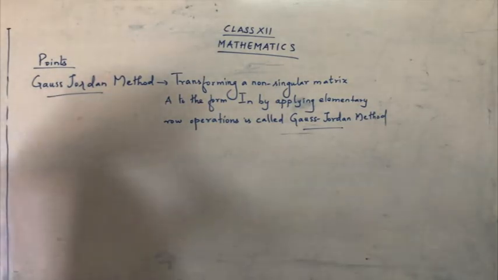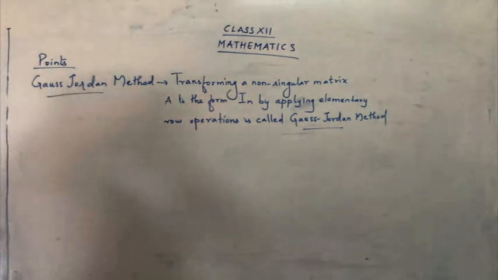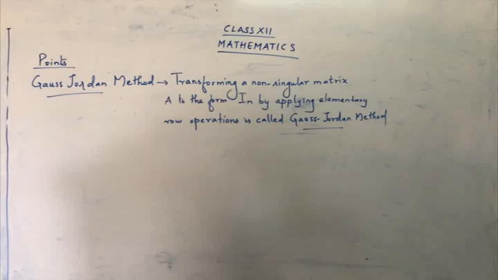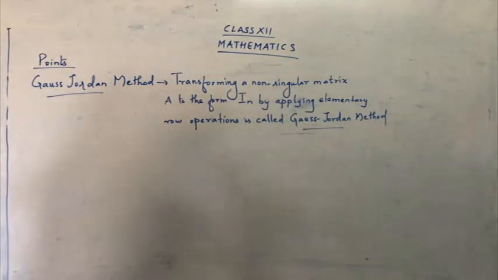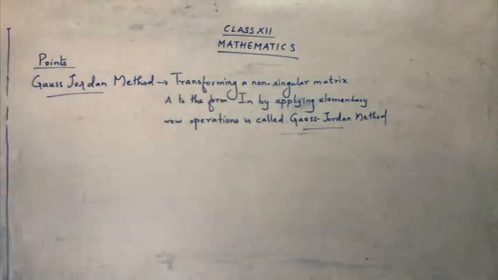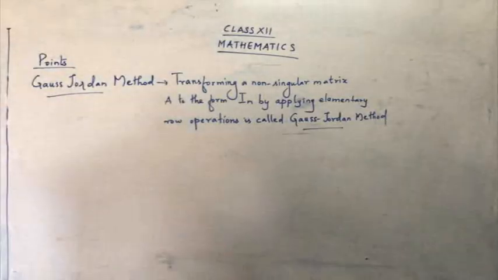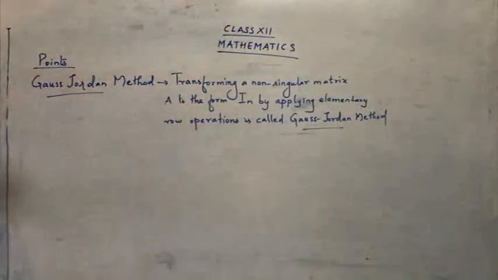Hello children, let's come back to our mathematics class. Today we are going to see a new topic, that is the Gauss-Jordan method. Before we go to the Gauss-Jordan method, let us have a small recap of what we have done in our previous class. We have found a rank using two methods: one was the minor method and one was the row reduction method.